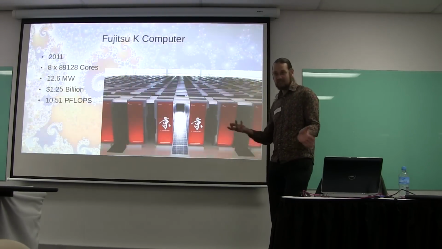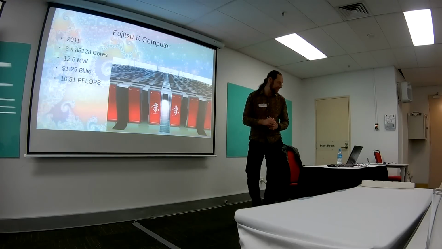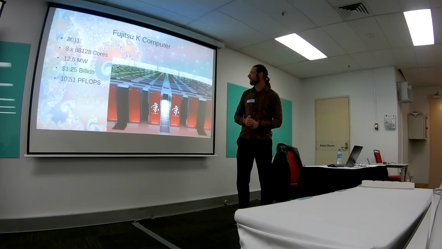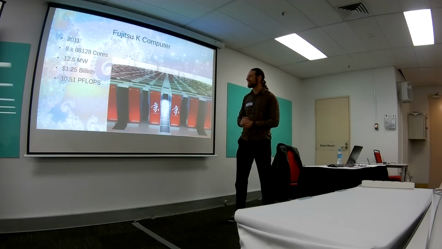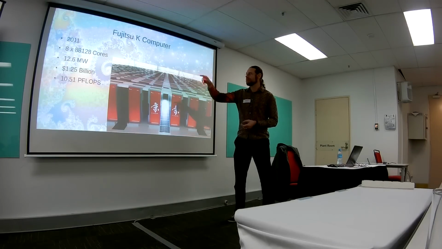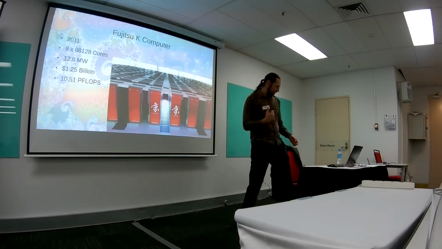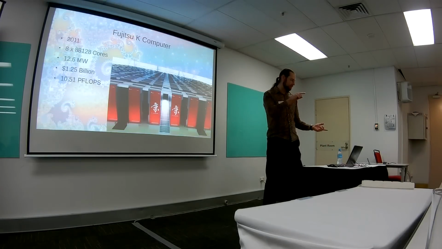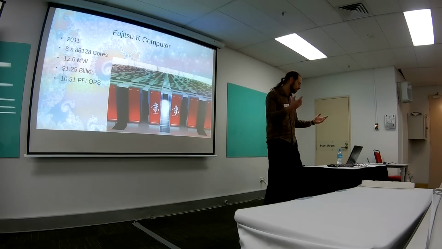Okay, Fujitsu K. The Japanese built lots of supercomputers. We're up to $1.25 billion worth of hardware, and as you can see, there are lots and lots of CPUs: 88,000 CPUs, each with 8 cores, using 12 megawatts of power. Exceeded 10 petaflops. So we've gone from gigaflops to teraflops to petaflops. This is 1,000 trillion floating point operations.